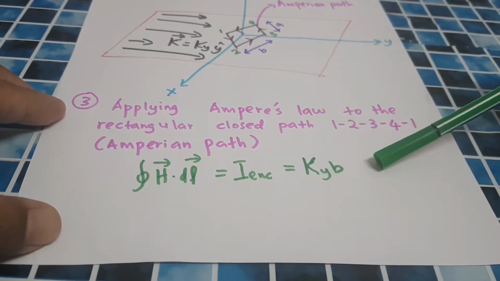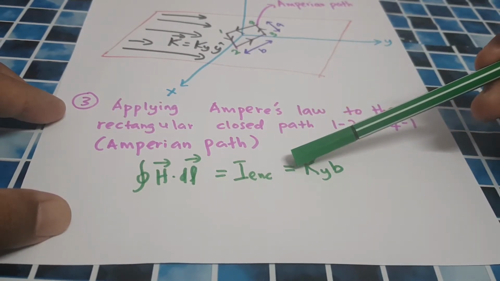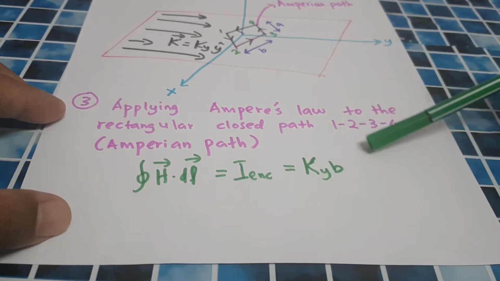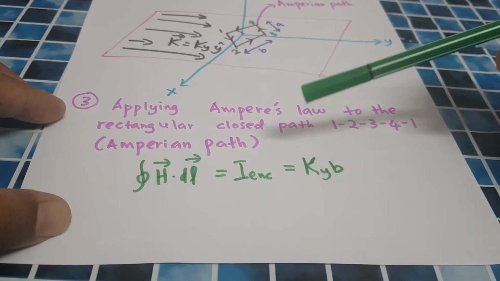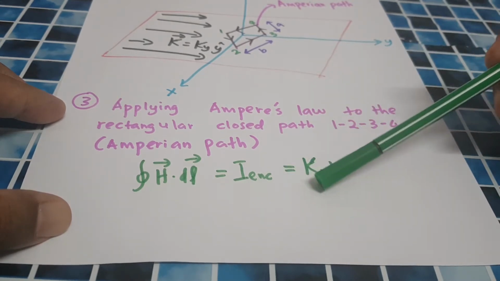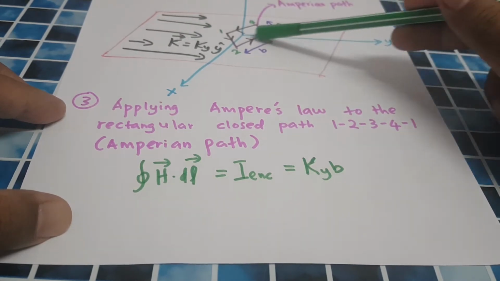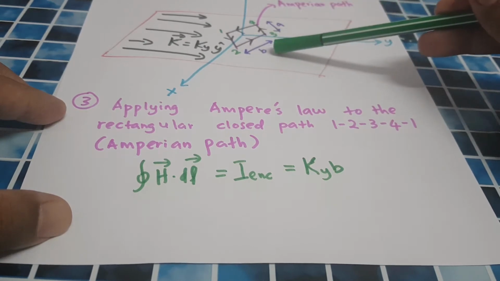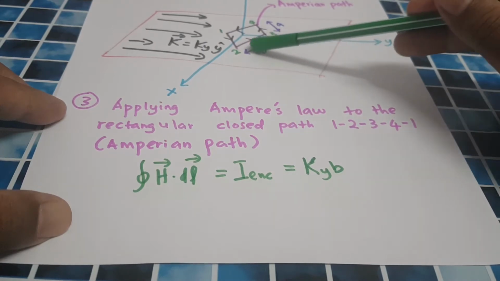Why times b? Because I enclosed equals the integration of J ds. J is the current of the surface and ds is the surface length. So K is the current of the surface with direction of y, and b is the surface length. Why do we take b? Because the current is toward the y direction, so we take b.